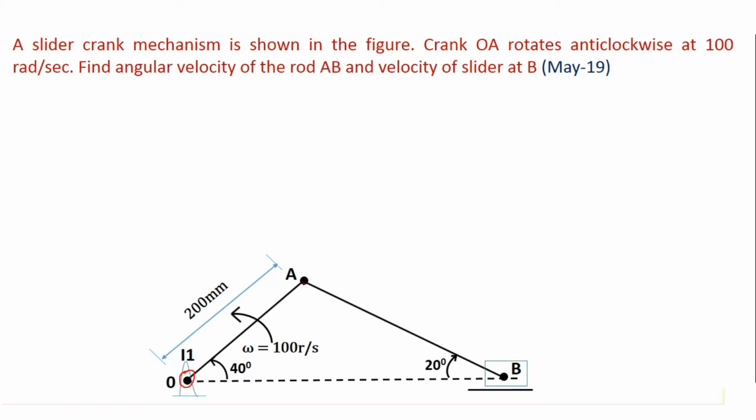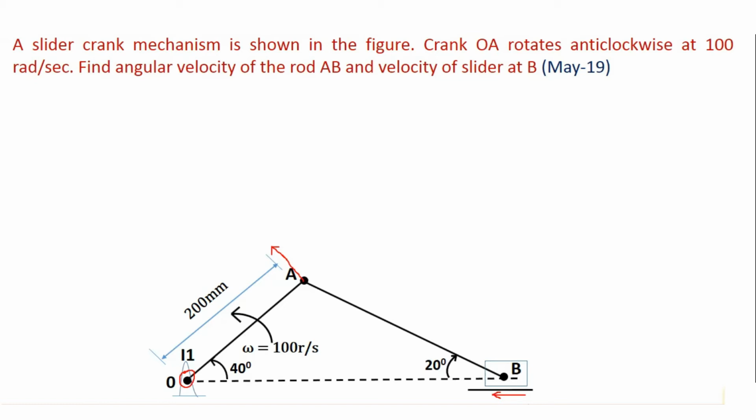If we go conceptually, you observe that if this link OA rotates in this anti-clockwise direction, the velocity of point A will be like this. A will move in this direction. Now, as A moves towards the left side, what will be the direction of B? This slider will move in this particular direction, towards the left side. So with this we have found the direction of velocities.